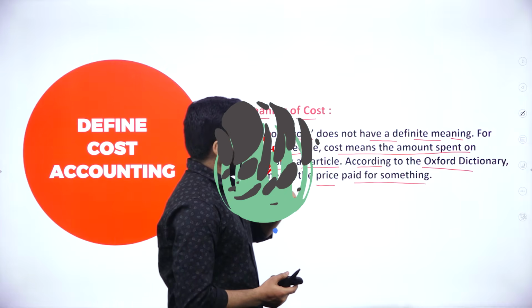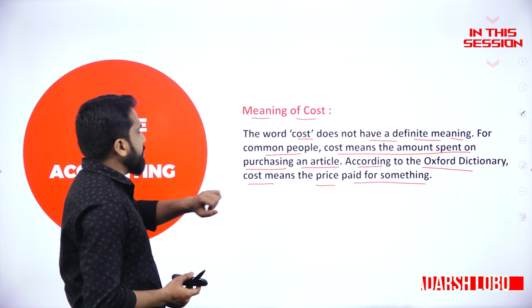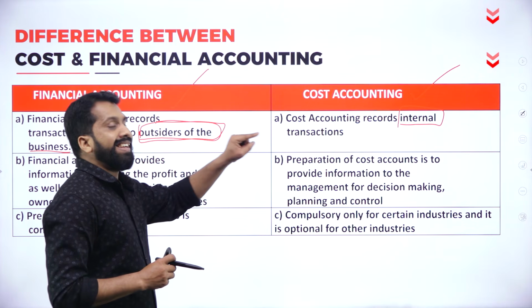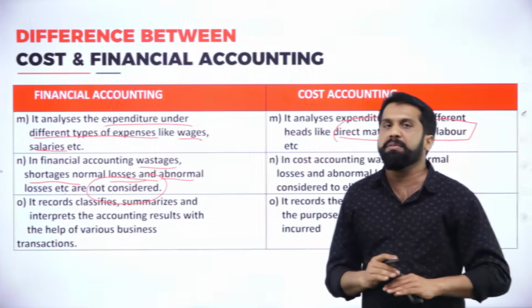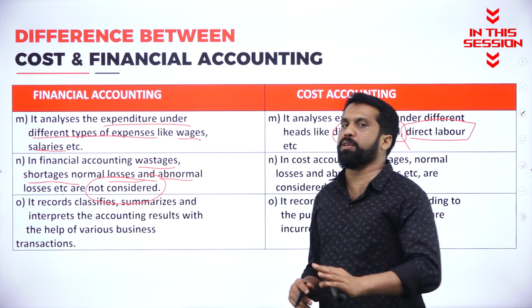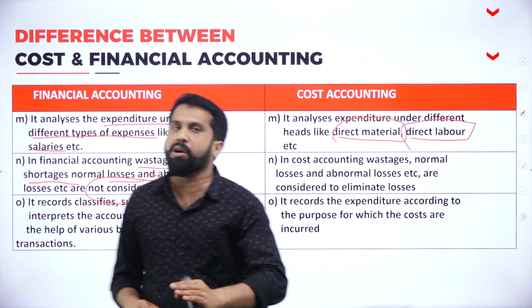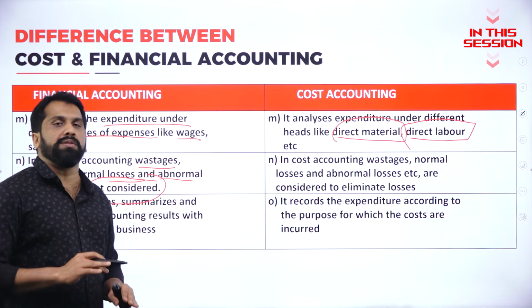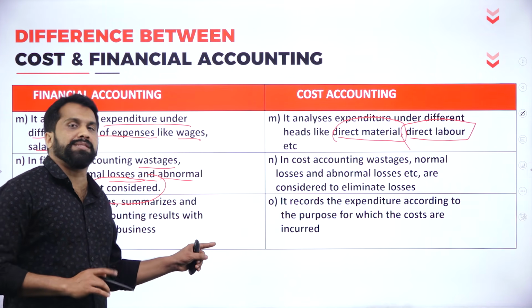According to Oxford Dictionary, it is defined as cost means the price paid for something. Cost accounting records are internal transactions. We will not go with abnormal. We will not go with normal. We will not go with shortage. We don't want anything. We want only whether it is a profit or loss.